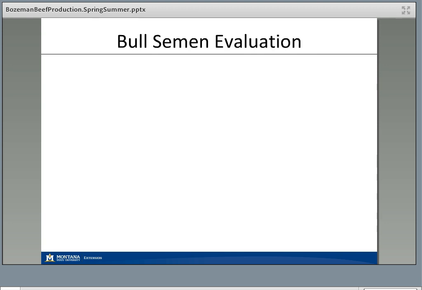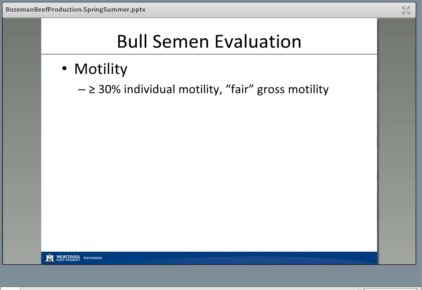So in the semen evaluation, we're going to evaluate two things, motility and morphology. So when we look at motility, that's are they swimming? Are they moving? We're going to want greater than 30% individual motility and fair gross motility when you look at it under the microscope. And you want greater than or equal to 70% normal sperm for morphology.